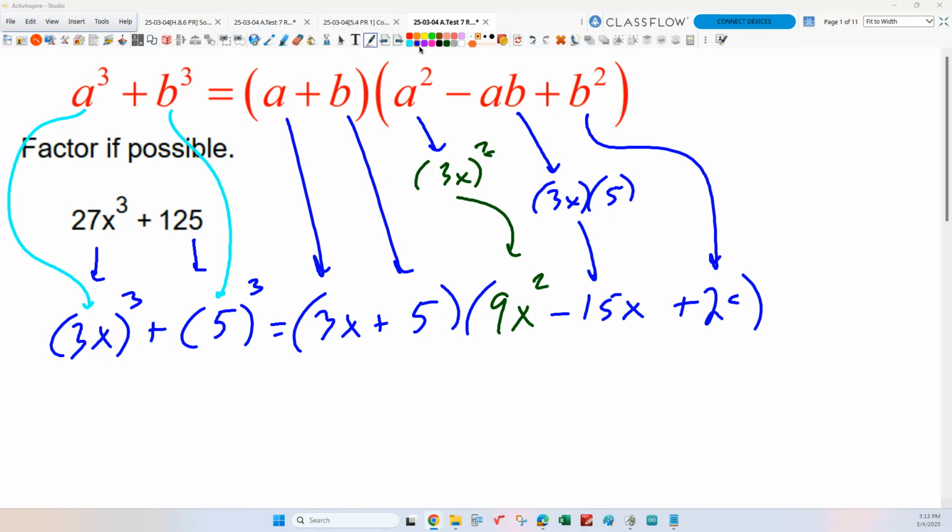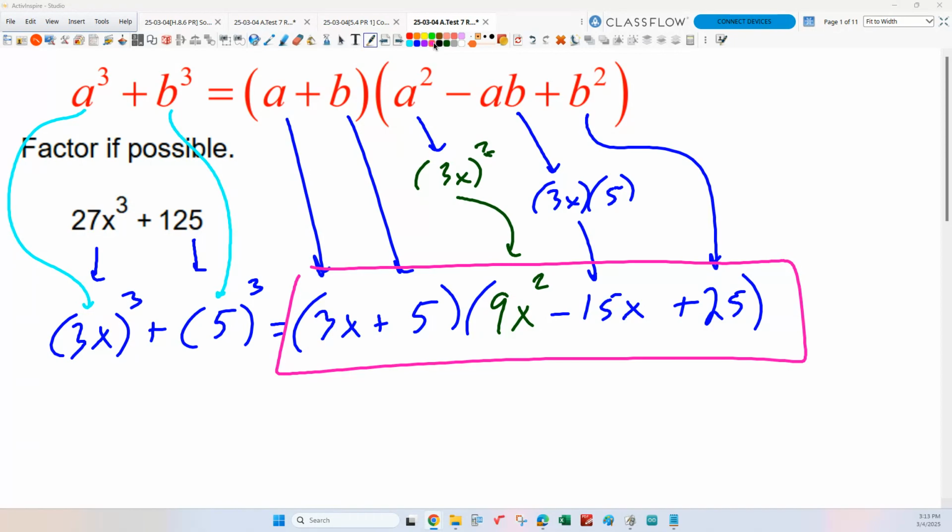5 squared is 25. And remember, that trinomial in these patterns is always going to be prime. So we're done. This is our answer. Okay? Good, good? All right.